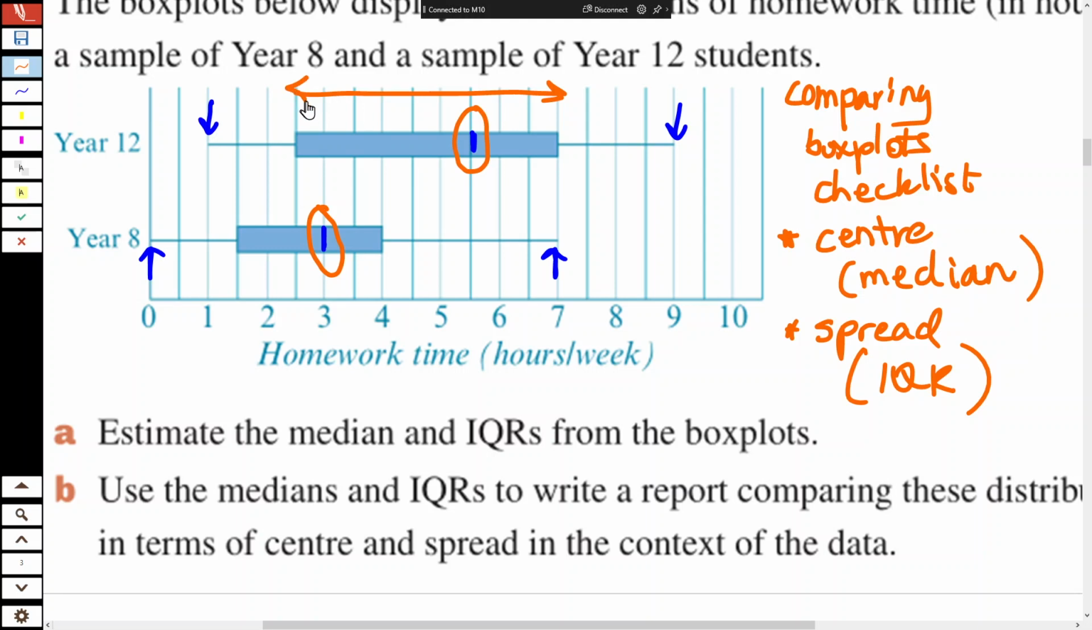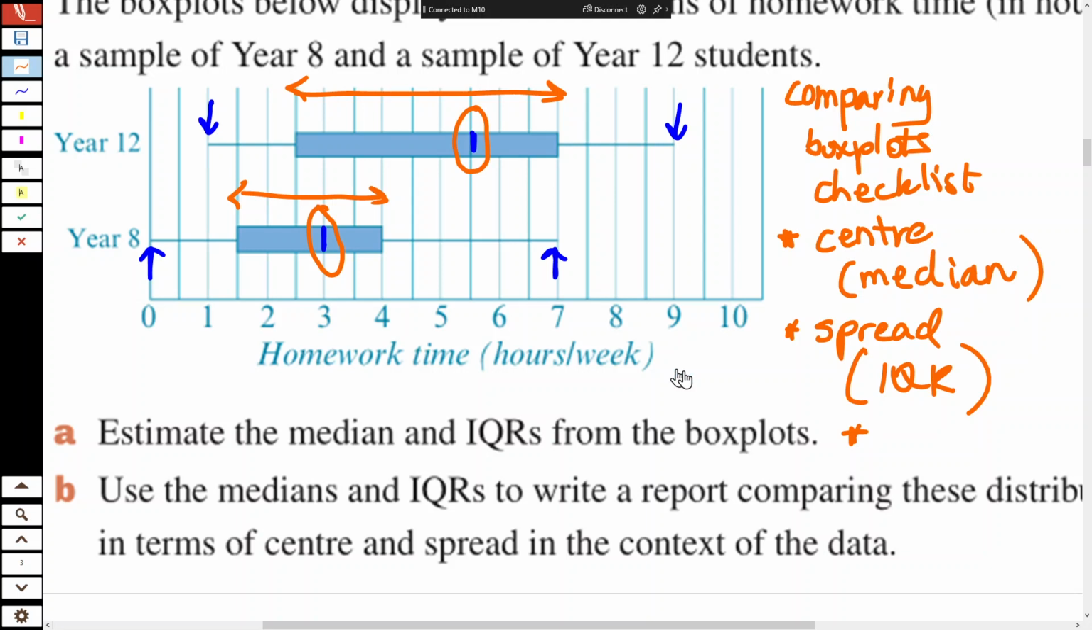How spread out is the data? So is the spread the same? Is it different? Is one group more spread out than the other? Not a trick question. Year 12 is more spread out. And this is a homework thing, right? It's a bit light, actually. Year 12 really should be doing more homework than that. So the year 12s are more spread out. There's a larger spread in the amount of homework done. The median is higher. That's not surprising because they have more homework.